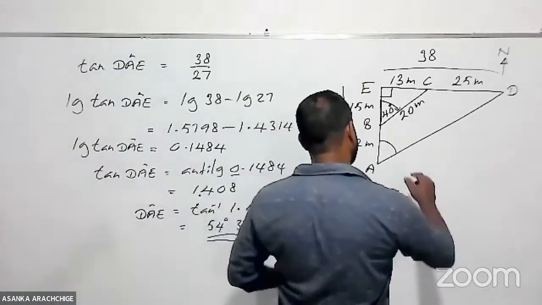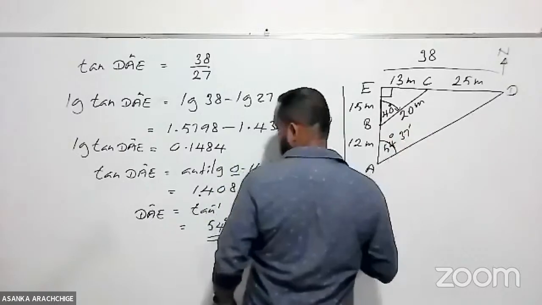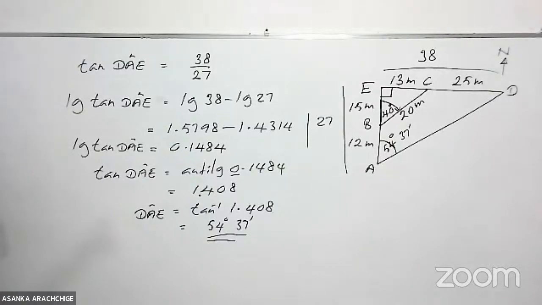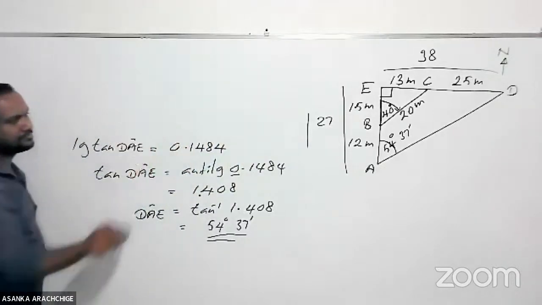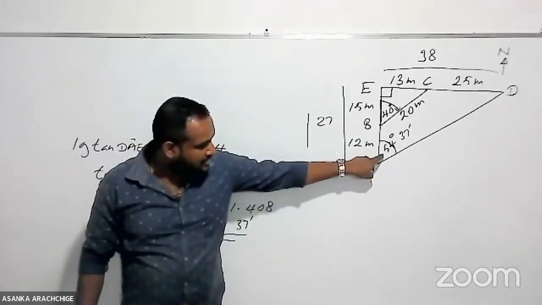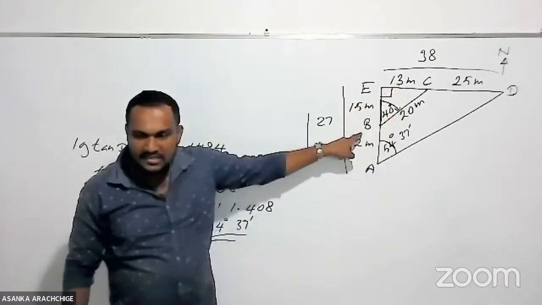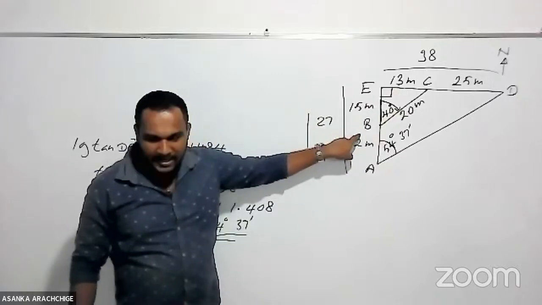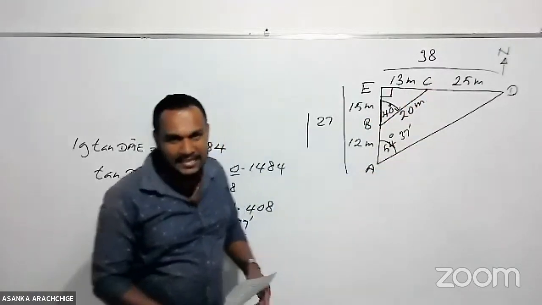54 degrees 37 minutes. Fine. Now you can find the length of AD by using trigonometric ratios. We know the size of this angle now. With respect to this angle, AD is the hypotenuse, which we have to find. And we know this side as well as this side. If you use this side, you have to use cosine. If you use this side, opposite and hypotenuse, that is the easier way.